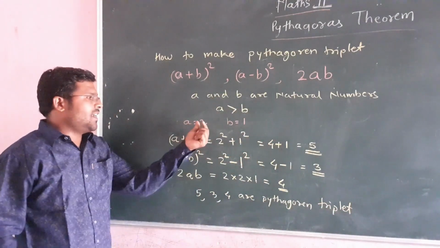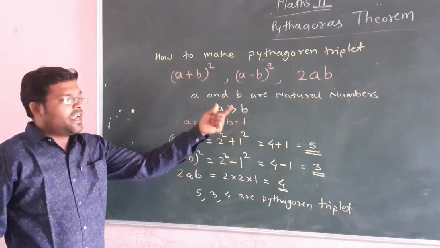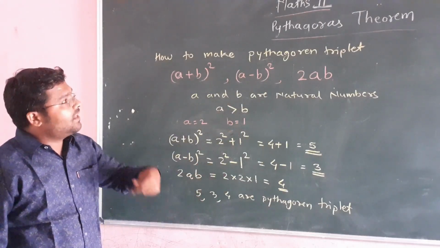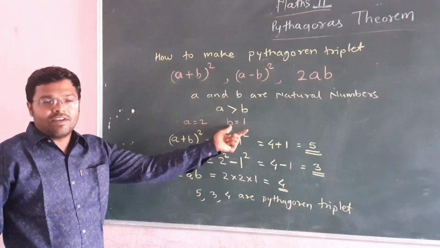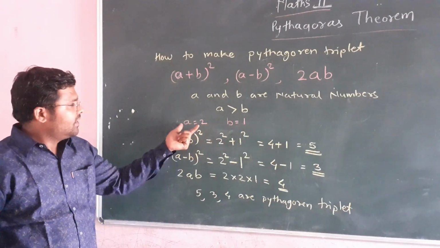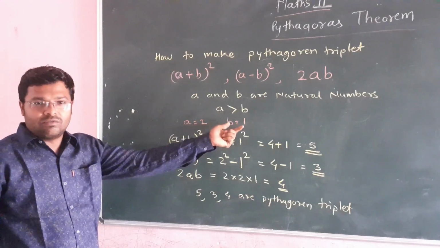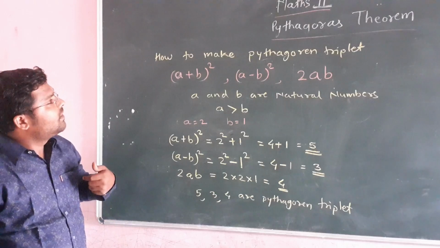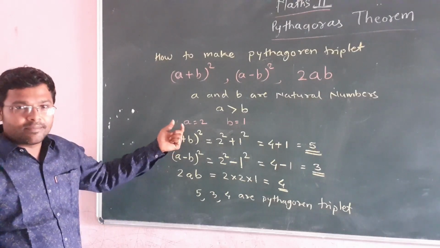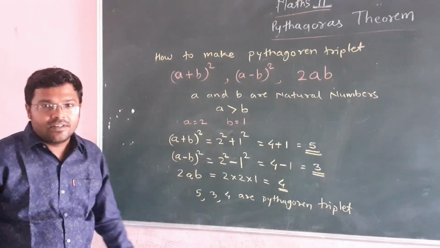You can take another value of A and value of B, and you can find another Pythagorean triplet. I take here A as 2 and the value of B is 1. You can take A equal to 3, B equal to 1, or B equal to 2, and make at least 5 Pythagorean triplets. Okay, look at the blackboard.